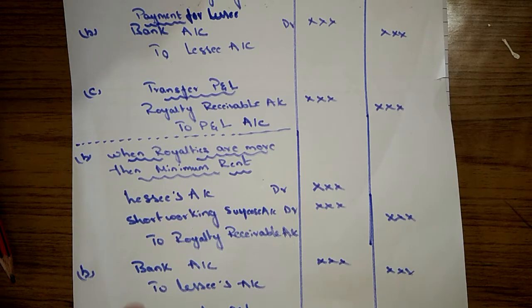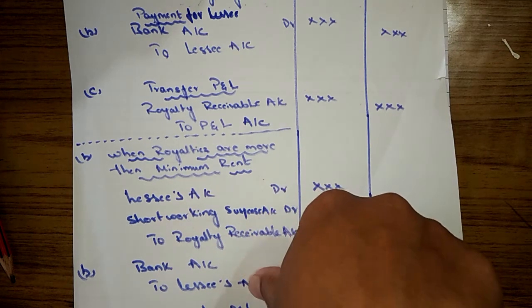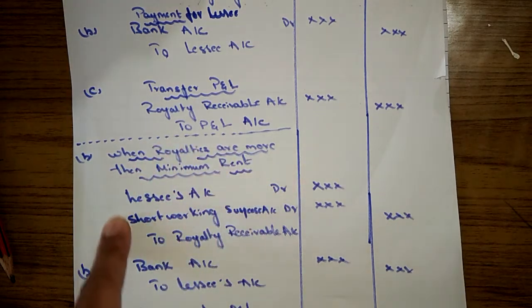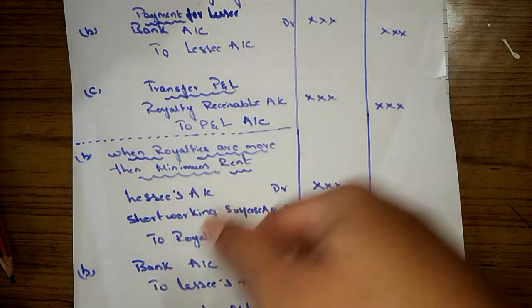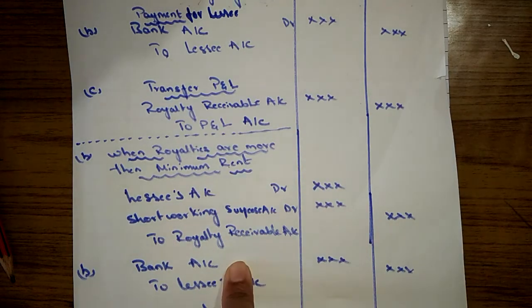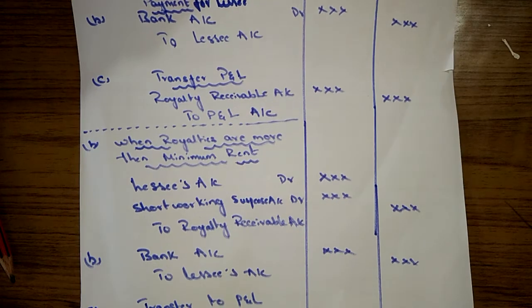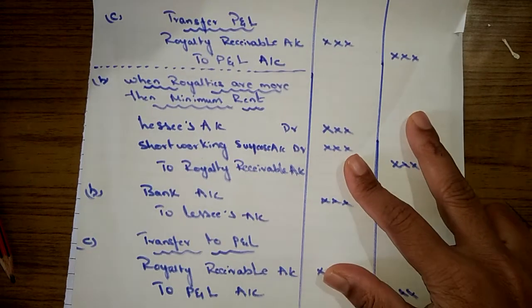Then the second entry is the same, payment from lessee. So that is bank account to lessee account. Then the third entry is for transfer entry. So only the first entry is going to change. That's all. Otherwise all the B and C remain the same. The one is for receiving royalty from the lessee. The other one, whatever royalty received from the lessee has to be transferred to the P&L account. So these are the entries which we are going to pass. Let's see one problem on this.